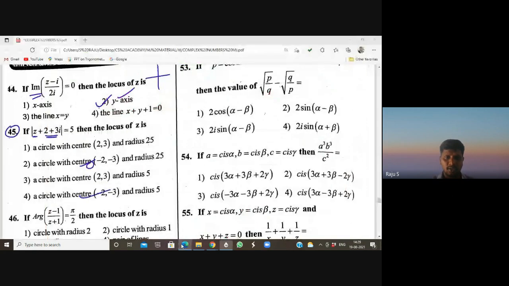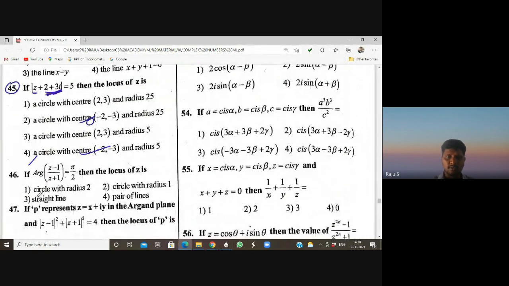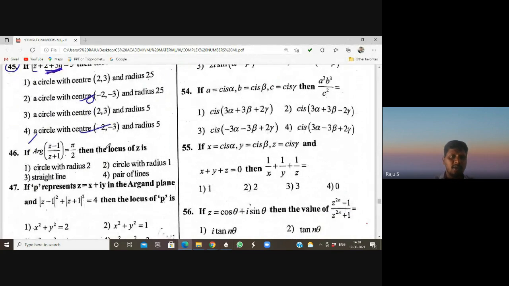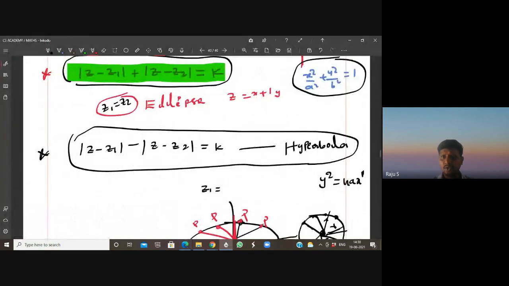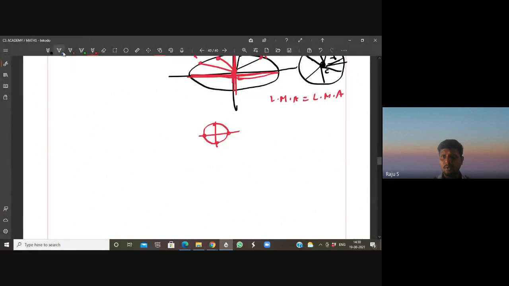Right, next. What is the question we have done? This is the question we have done. This is the right answer. Next. And here, this is actually a property. Look here: argument of (Z minus Z1) by (Z minus Z2) is equal to theta. Yes or no? This will actually represent a circle equation.